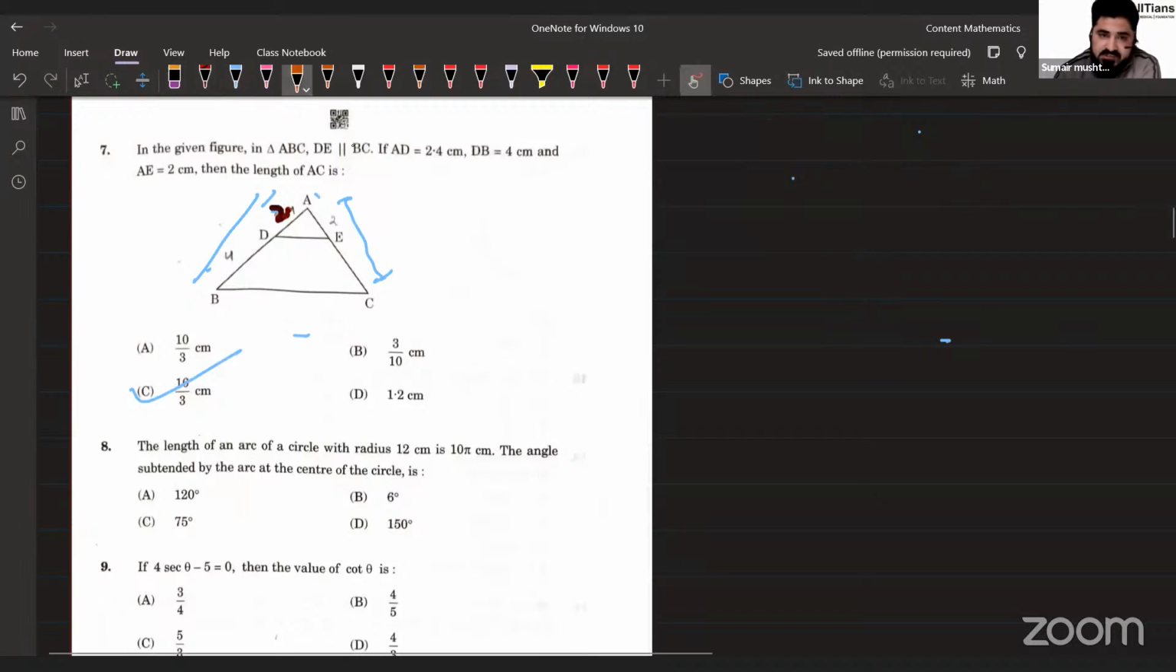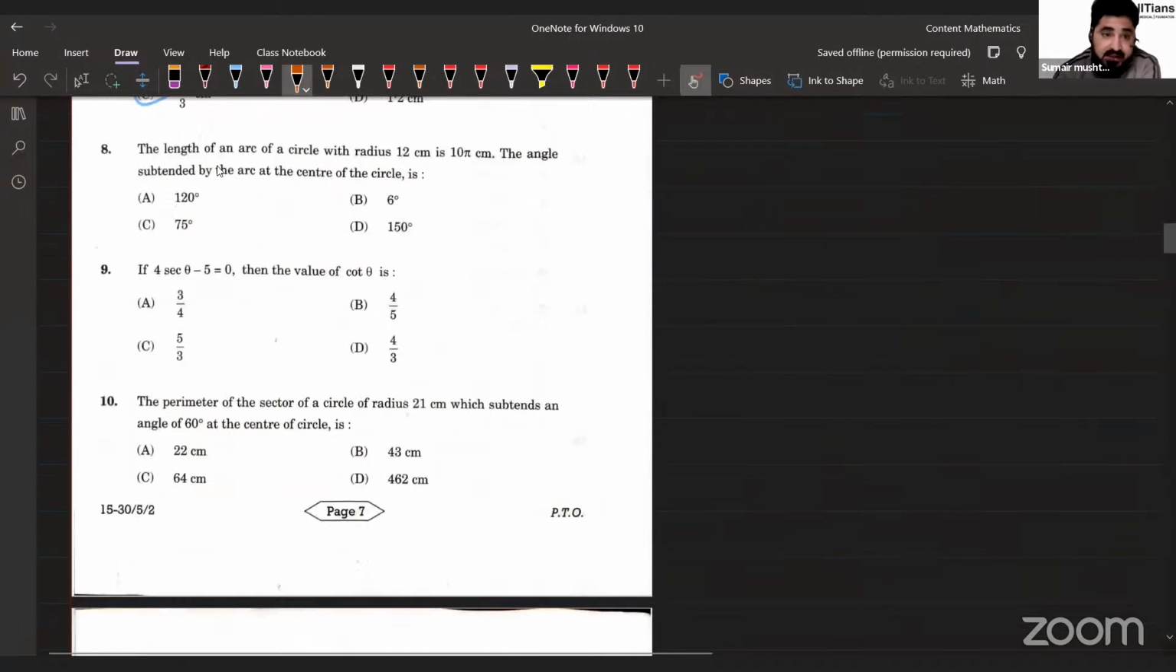Are you able to do it yourself, or should I show? This is the easy question. The length of the arc of a circle with radius 12 centimeters. The radius is 12 centimeters and the length of the arc is 10 pi.